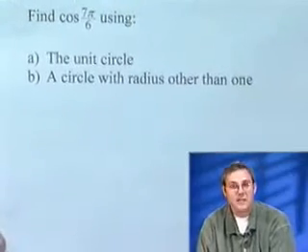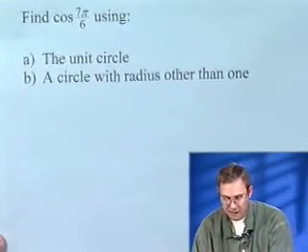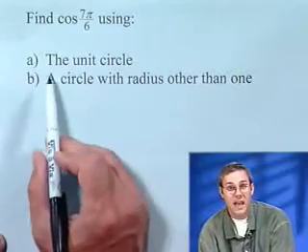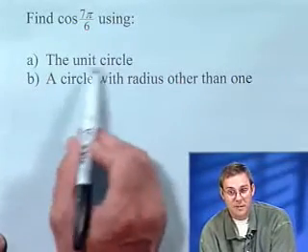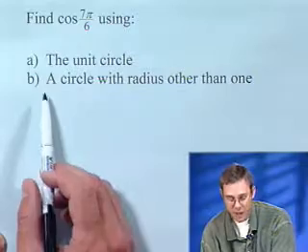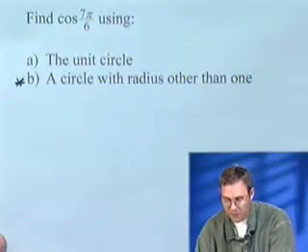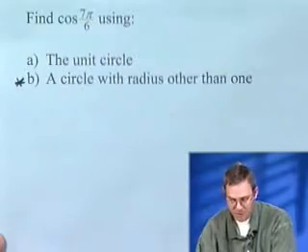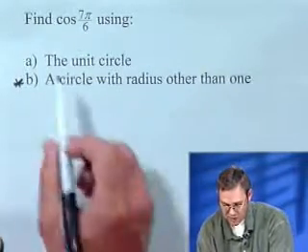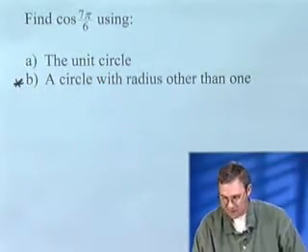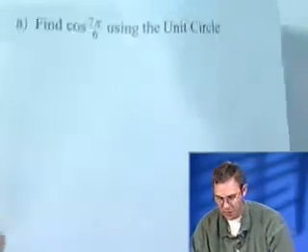All right, let's find the cosine of 7 pi over 6 using A, the unit circle. B, I'll show you a different method, which I think is a little easier, but we'll use a circle with a radius other than 1. Remember, the unit circle has radius 1. So let's first find the cosine of 7 pi over 6 using the unit circle.